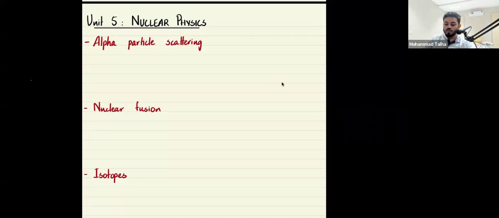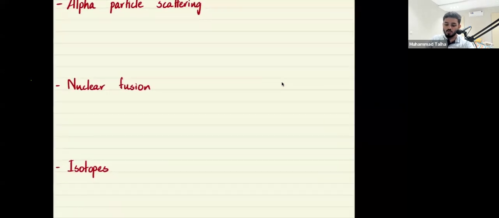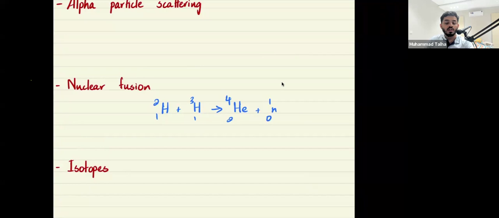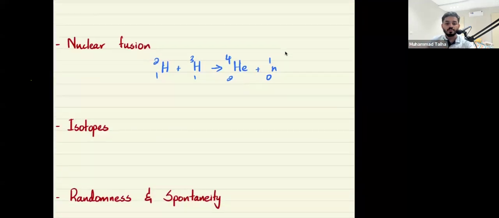With nuclear fusion, you need to know this equation, obviously. The two hydrogen isotopes fusing together to give helium and a neutron. And you must also know what the requirements of this are. Why does it need a high temperature? It is to bring those nuclei closer together to overcome their forces of repulsion.